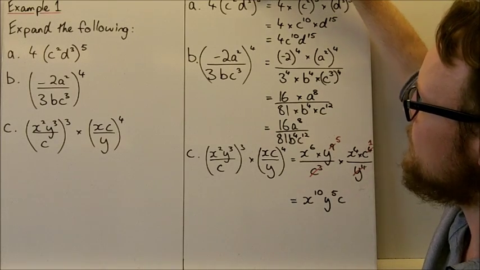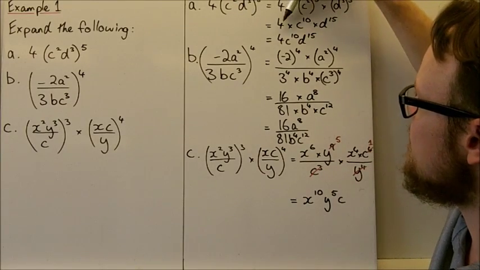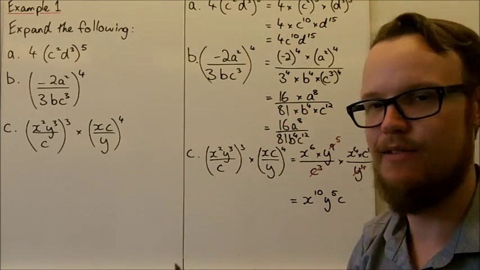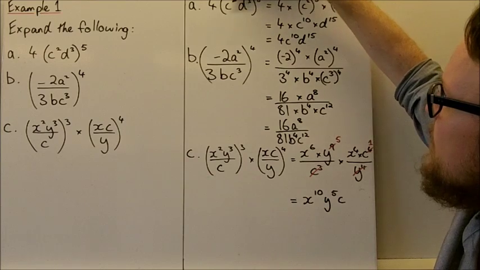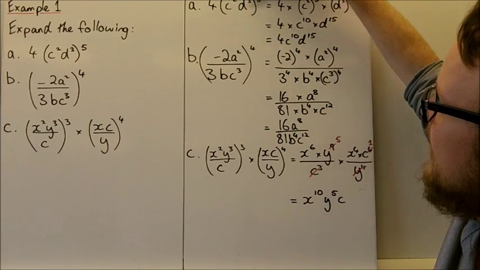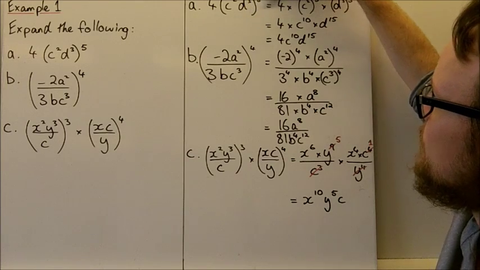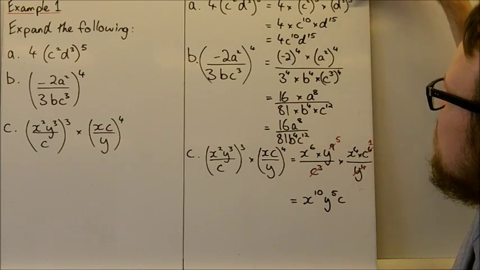Now the power of 5 doesn't include the 4 here. The 4 is not inside the brackets, so the 4 just stays out the front, and we don't need to do any expanding of that at all. However, for the 5, we can expand out the first term and the second term and do c squared to the power of 5 and d cubed to the power of 5. So that's what I've done here: c squared to the power of 5 and d cubed to the power of 5.